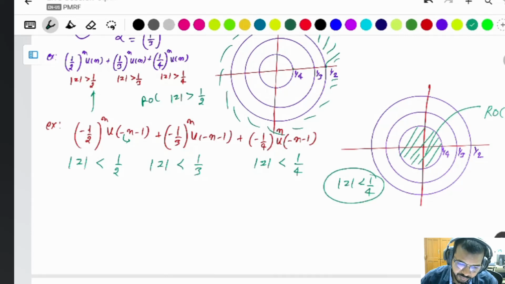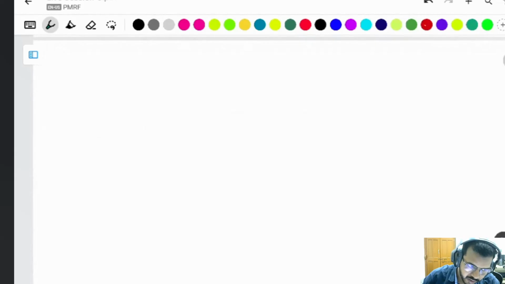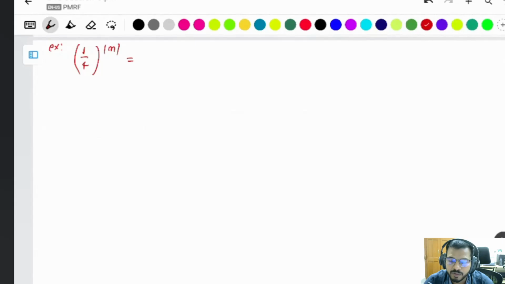But what happened in the two-sided ROC? How can you find two-sided ROC? Like 1 by 4 to the power of mod of n. 1 by 4 to the power of mod of n means you can open this modulus. Mod of n means n may be positive or negative. If it is positive, which function will it be? And when n is negative, which function will it be?